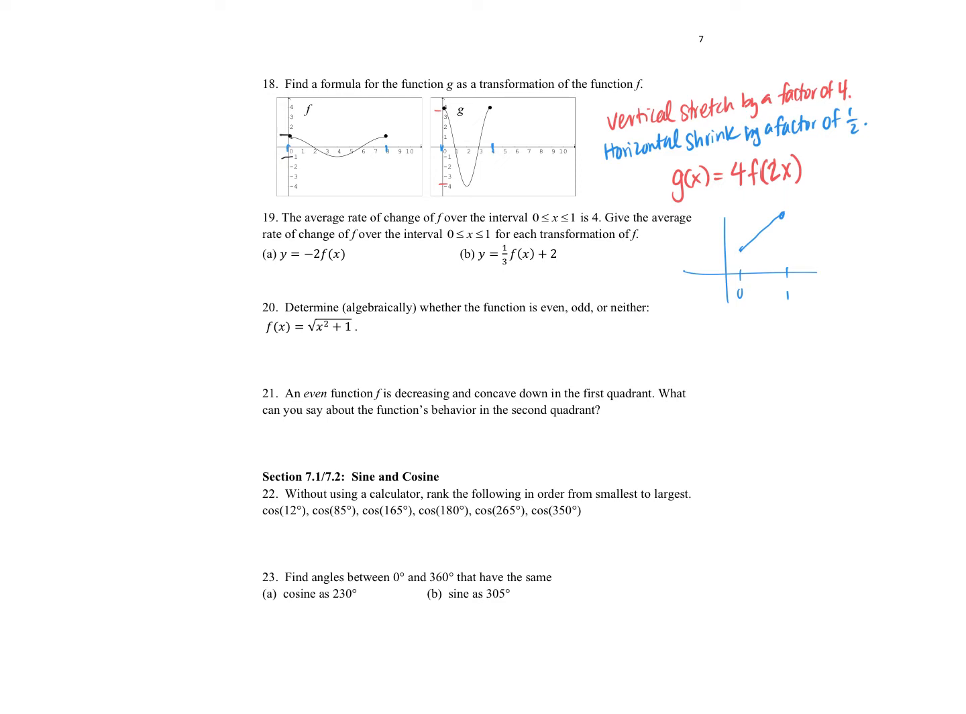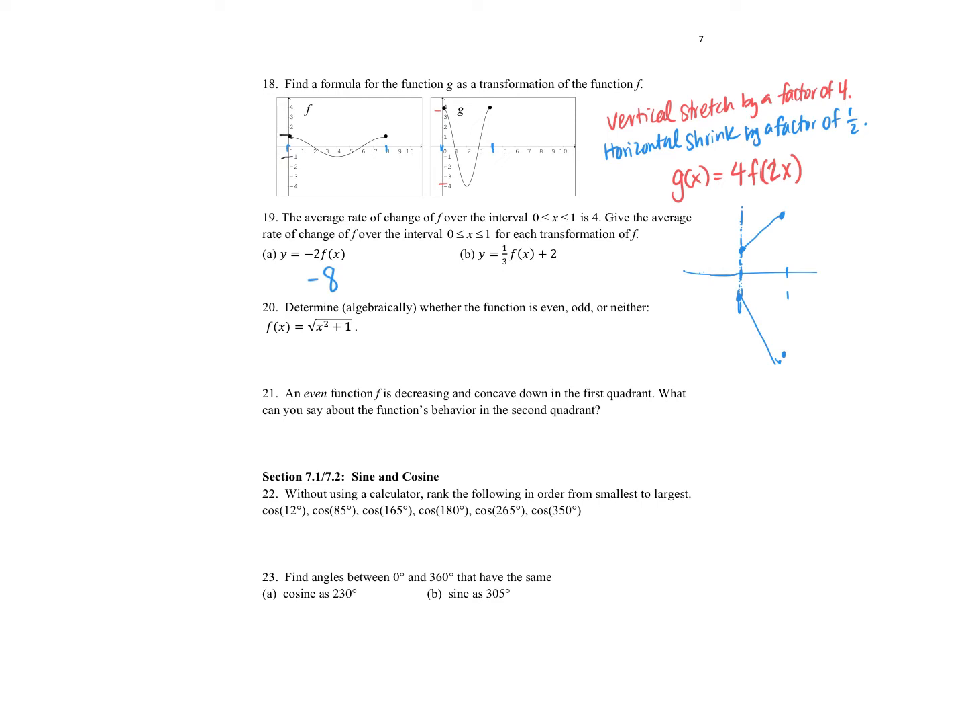For this one, -2 f of x, well, I don't know why I put the axis there. So the axis goes here. If it's -2 f of x, then what that's going to do is flip it over the axis, and it's going to stretch it by a factor of 2. So that would be a slope of -8, because I'm multiplying that rate of change by -2.